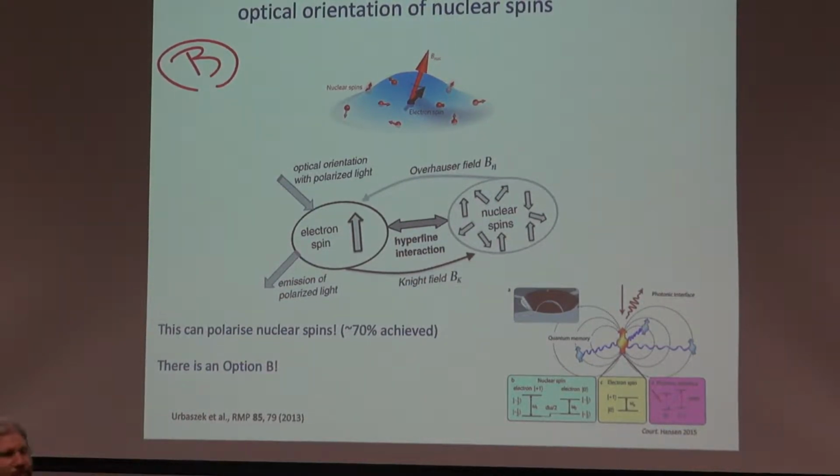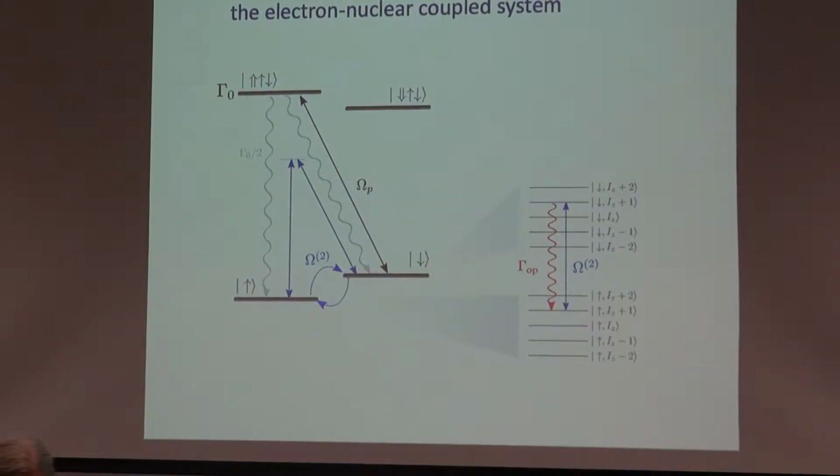It makes the coupling even harder. So it actually is the worst idea. But there's an option B, and that's what I want to talk about today. To understand where I'm going with this, my main goal is not to polarize them, but to quiet them down. Think of it as a Zamboni. I want a Zamboni machine to quiet down the fluctuations of the nuclear spins.